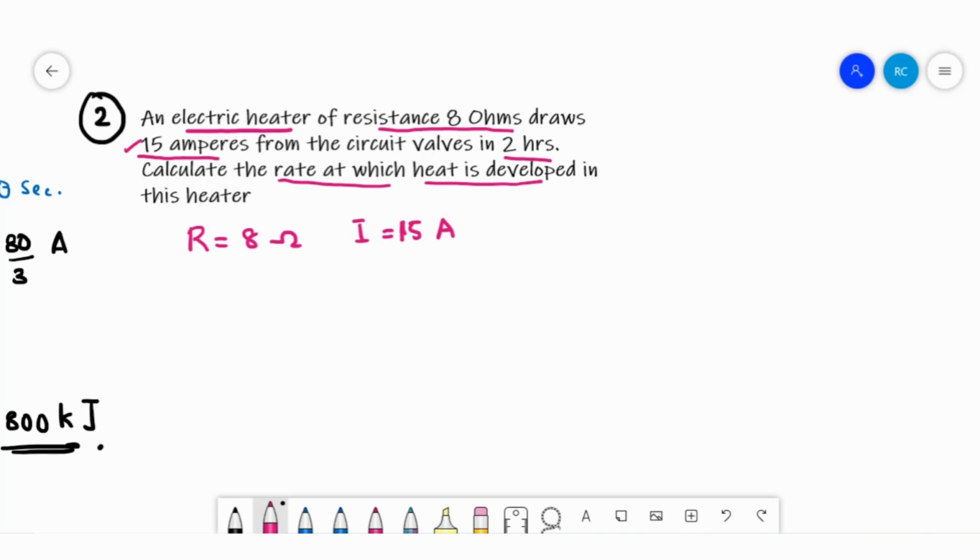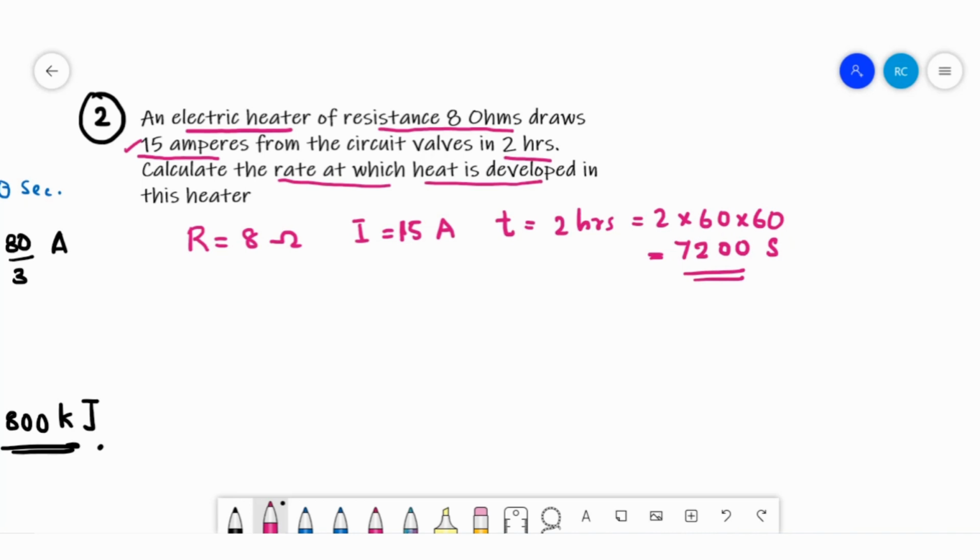Then what is the time? Time given is 2 hours. So T is equal to 2 hours, which means 2 into 60 into 60. So you need to convert it into seconds. It will become 7,200 seconds.